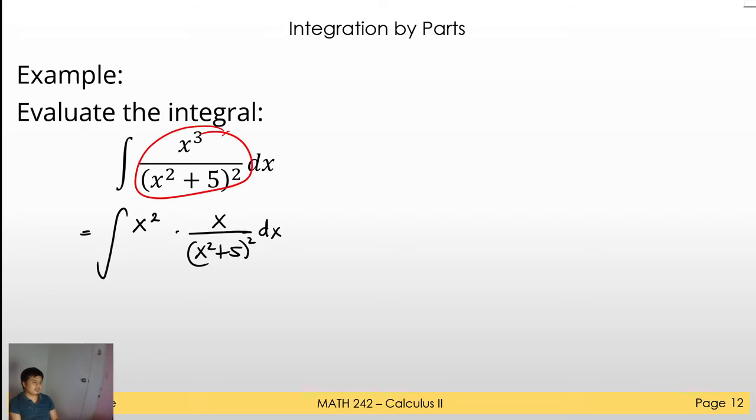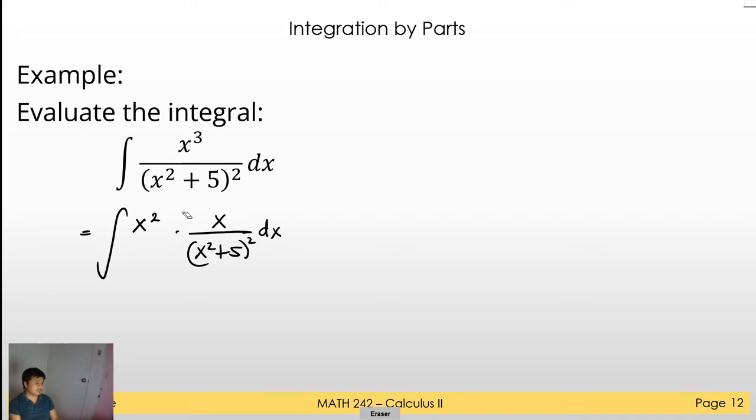As you know, there is no LIATE rule here; both are algebraic if you factor this out. So how did I come up with this factorization? Instead of x cubed, I factored it into x squared and x, and the x is the numerator of this function. Why? Because this will be integrable if we have a numerator that is x. If we find the derivative of x squared plus 5, we have 2x, so we can cancel out this x when using substitution.